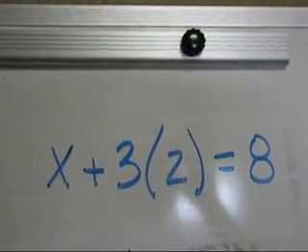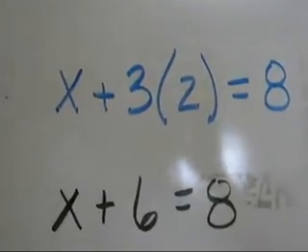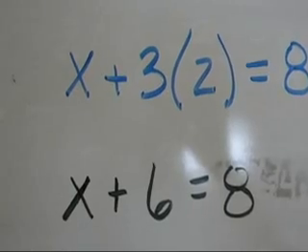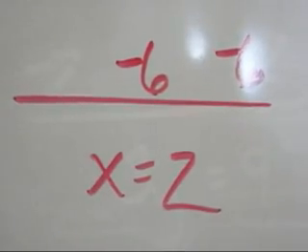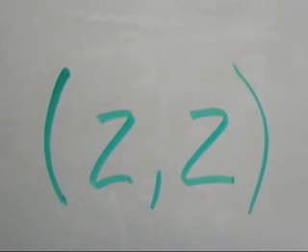It becomes x plus 3 times 2 equals 8. 3 times 2 is 6, so x plus 6 equals 8. Get rid of a positive 6 by subtracting. Therefore, x is 2. And as a coordinate pair, the solution is 2, 2. Done.